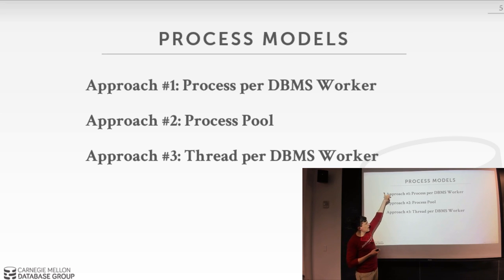So the first approach is to have a process per database worker, then we can have a process pool, and then we can have a thread per database worker. And I'll go through examples of each of these.